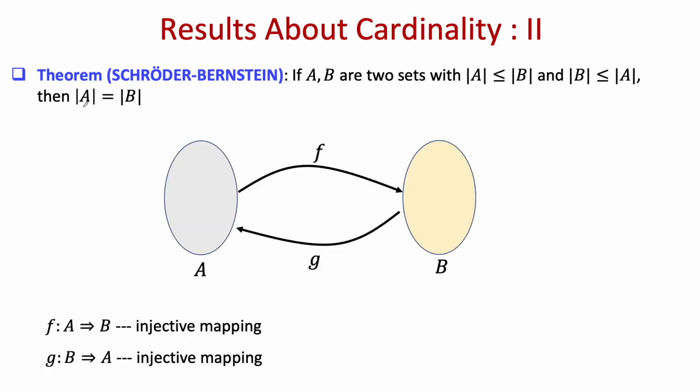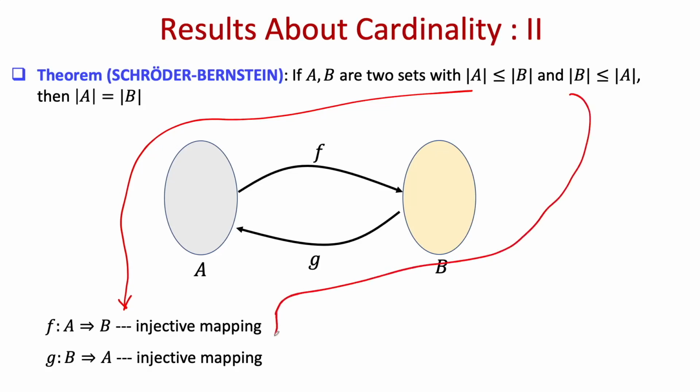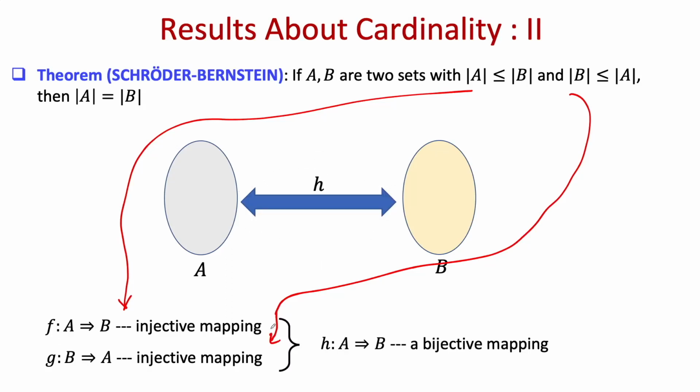In terms of functions, what we are saying here is that if the cardinality of A is less than or equal to that of B, then as per the definition, we have an injective mapping, say the mapping F from the set A to B. And since the cardinality of the B set is less than or equal to the cardinality of the A set, we also have an injective function, say G, from the set B to set A. Now, if we have these two individual injective mappings, what this theorem basically tells you is that using the injective mappings F and G, you can come up with a bijective mapping between the sets A and B. Okay. That's the idea behind the proof of this theorem.